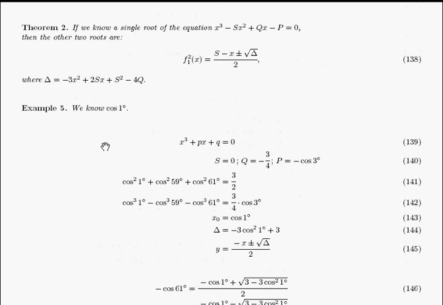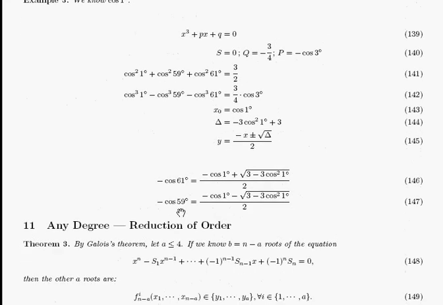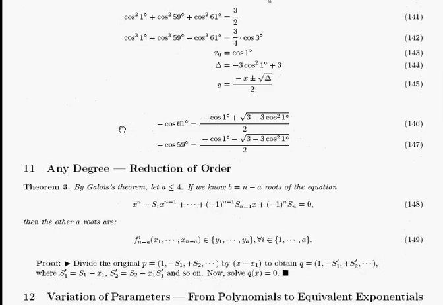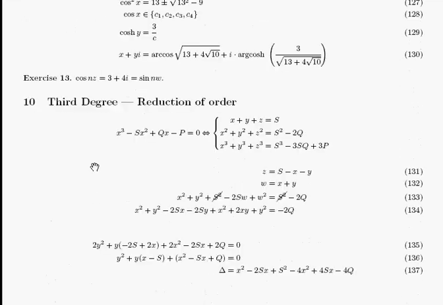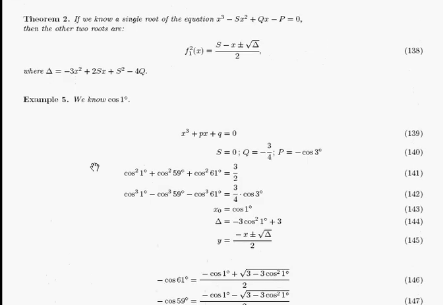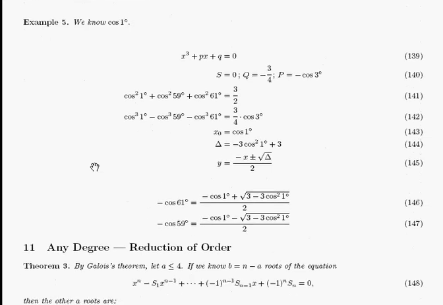For example, when we know the cosine of 1 degree, we know the other two roots, minus cosine of 61 degrees and minus cosine of 59 degrees. Why is this here? Because we can do it with any polynomial.